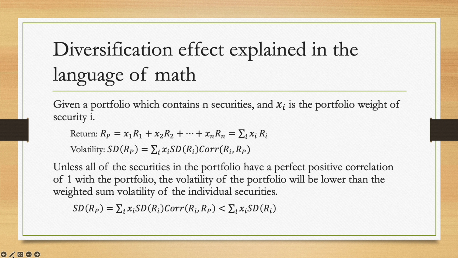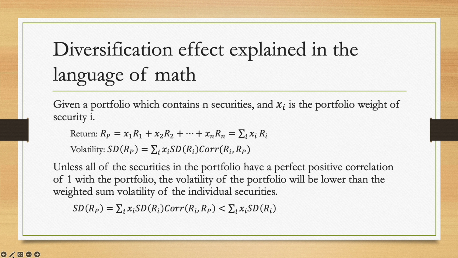Unless all of the securities in the portfolio have a perfect positive correlation of 1 with the portfolio, the volatility of the portfolio will be lower than the weighted sum volatility of the individual securities. But the amount of risk that is eliminated in the portfolio depends on the degree to which the stocks face systematic risks and their prices move together. In general, adding new investment opportunities allows for greater diversification.